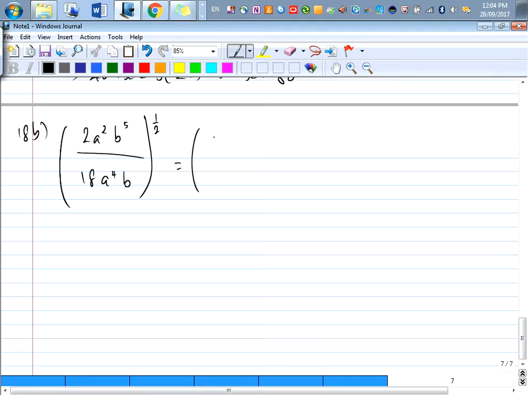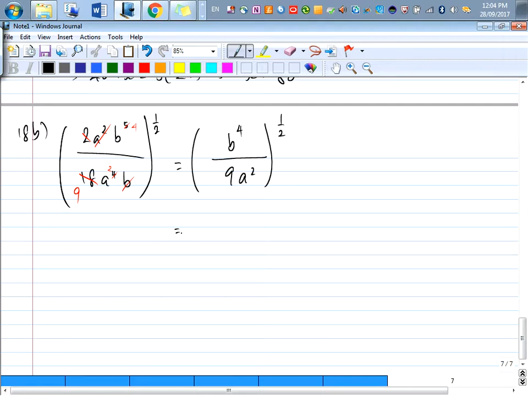So I will get 2 and 18, take your pencil, cancel lah. So this will get 9. Then a squared and a power 4 you will get a power 2. B power 5 and b you get b power 4. So what is left will be b power 4 over 9a squared, to the power of half.